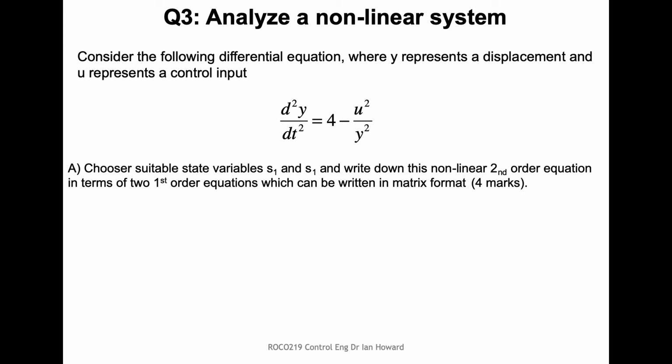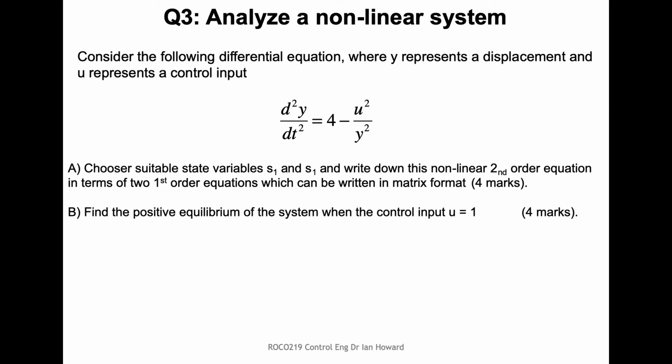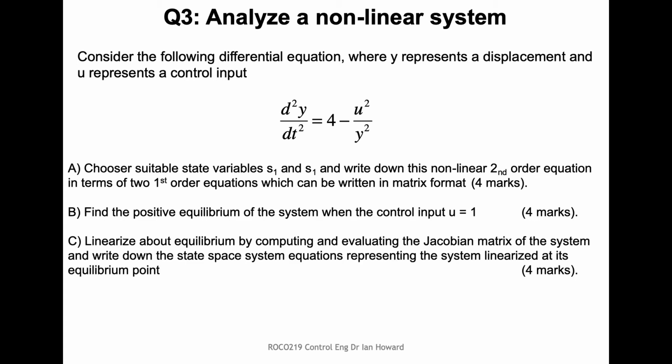We're asked to choose suitable state variables, S1 and S2, and write down this nonlinear second order equation in terms of two first order equations. So we can then basically write it in matrix format, and we'll then obviously linearize it at a later stage. First of all, it's asking you to find the positive equilibrium position. So when is the system at rest? Under the condition that the input control is 1.